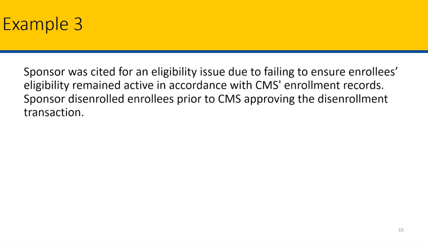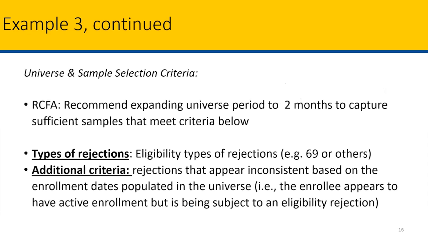Example 3. Sponsor was cited for an eligibility issue due to failing to ensure enrollees' eligibility remained active in accordance with CMS enrollment records. Sponsor disenrolled enrollees prior to CMS approving the disenrollment transaction. For the RCFA universe, it is recommended to expand the universe period to a minimum of 2 months to ensure we have enough data to choose targeted samples. The sponsor would work with the IVA to obtain eligibility information stored in MARX.